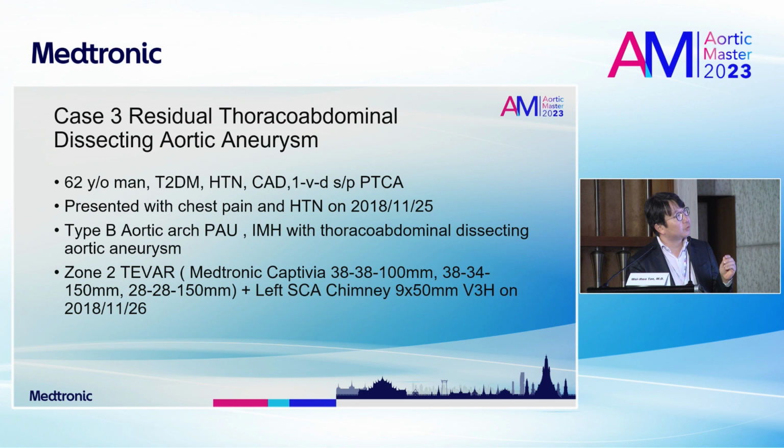So finally, we come to the final case. This is a residual thoracoabdominal dissecting aortic aneurysm. A 62-year-old patient with type 2 DM and hypertension, and CAD with angioplasty before. He presented with chest pain in 2018. The patient has a type B arch PAU, IMH, and also a thoracoabdominal dissecting aortic aneurysm. Firstly, we do the zone 2 TEVAR for this patient because I think the proper proximal landing zone is very important to do these complex procedures.